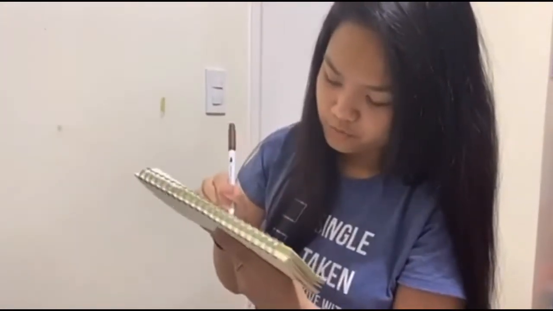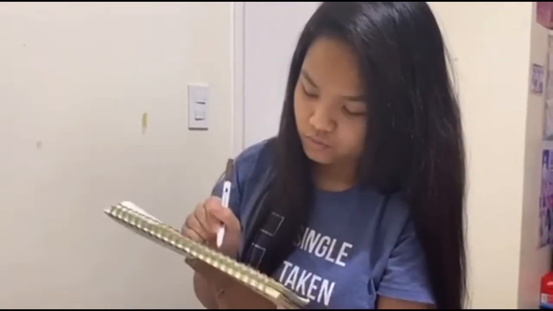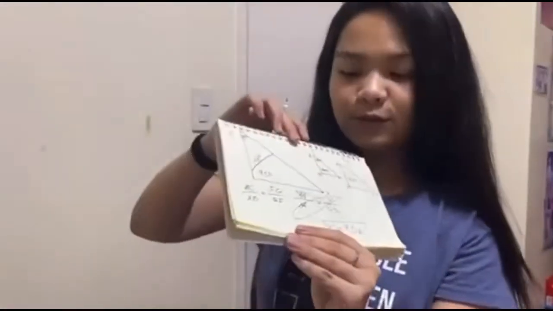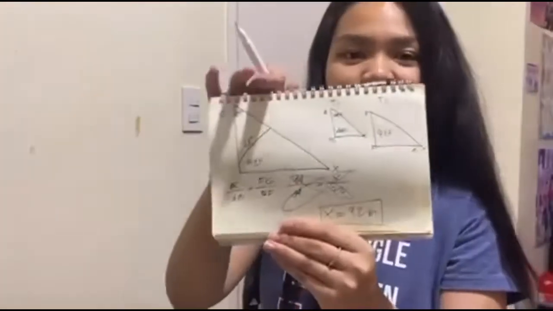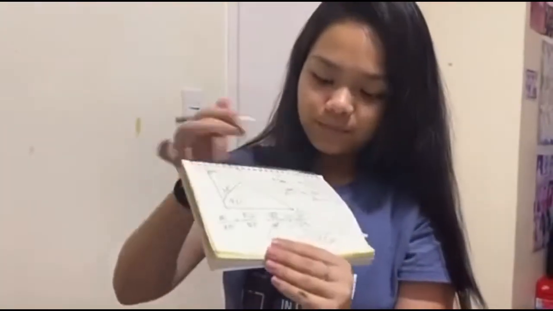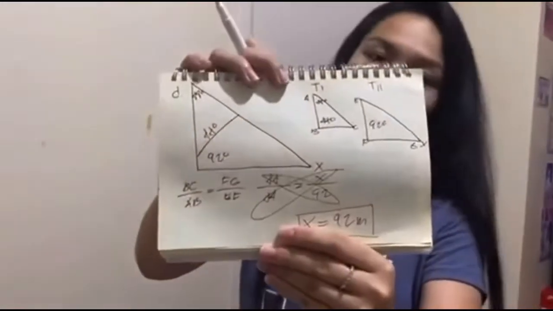So the answer would be X measurement is 92. That's the equals of it. So that's how I got it. So this was my own type of way to answer it. It's just labeling it, but I don't really put it, so you can do it in your own way. So that's how I got my answer.